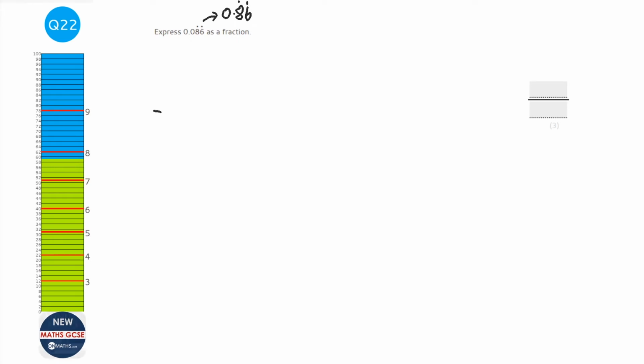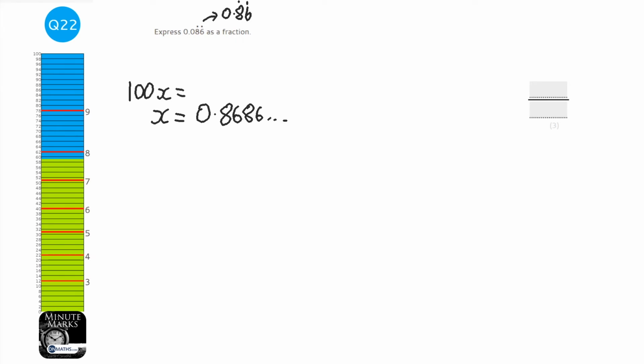Okay, so way of doing this is get x equal to 0.8686 recurring. Now we need to bring that 86 in front of the decimal point, so I'm going to times it by 100. So I'm going to work out 100x is 86.8686 recurring. And then what you do is you just take away going downwards. The reason we do that you will see in a second.